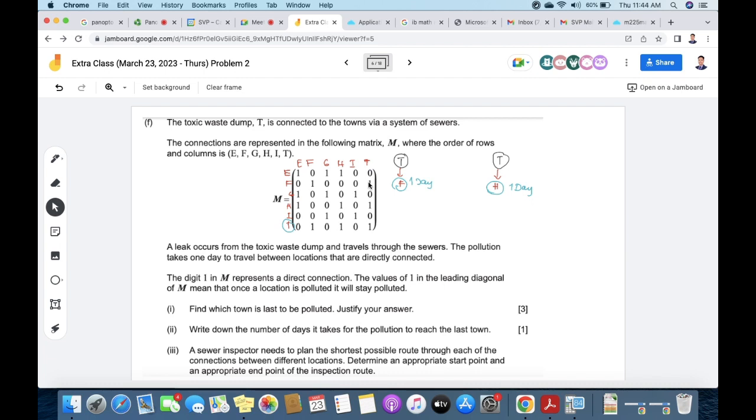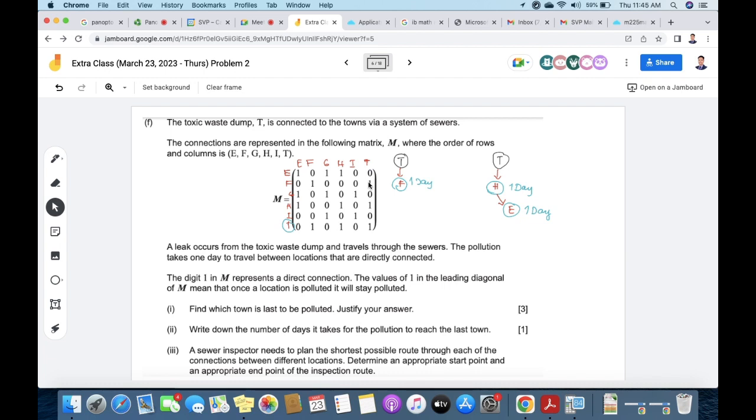So for those who continued what I did, sorry, previously, what do you think will be next to H? It will be E. Let me check. Yeah, correct. E. So let me just write E here. And then that will be 1 day also, right? To do that. Correct?